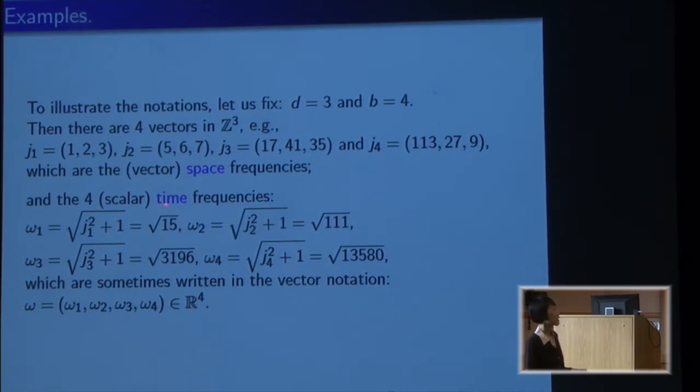And the 4 scalar time frequencies, so I compute this. They have square roots coming in now. They are sometimes written in the vector notation omega, which stands for omega 1, omega 2, omega 3, omega 4. Let me just predict, or say, that as you see, not all these frequencies are good. This is where some number theoretical considerations will come in. What do I mean by not good? I'll explain. Good means you can continue the solution.